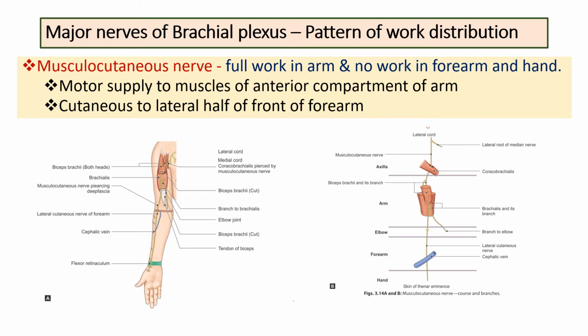What you will find is the lateral cutaneous nerve of forearm, which is the continuation of the musculocutaneous nerve, because of which it is called musculocutaneous nerve. So it is motor supply to the muscles of anterior compartment of arm, and it is cutaneous to the lateral half of front of forearm. That's what you can interpret by studying the course of the nerve, and for remembering this will help.